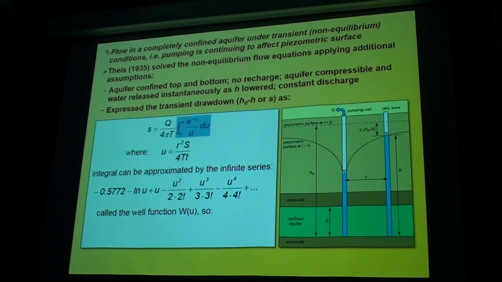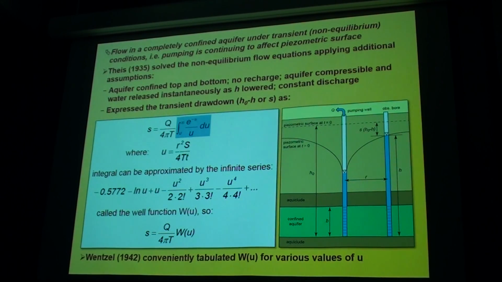So this is called the well function, and it's abbreviated W(u), okay, which is pretty good. And so you can actually change this equation here, get rid of all this, just call it W(u), because very helpfully, this guy called Wenzel in 1942 went laboriously through and conveniently tabulated W(u) for a whole range of u values.